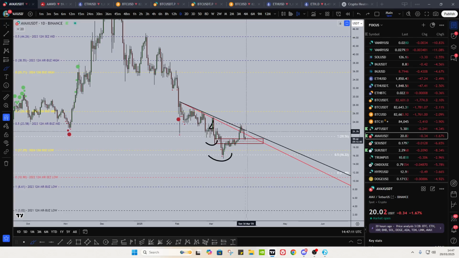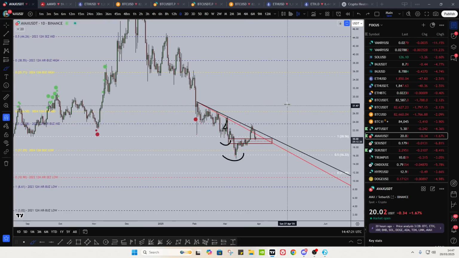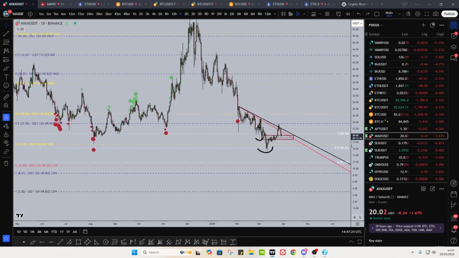So again, if you're getting quarterly closes, daily closes above this level, weekly closes, and so on and so forth, then you just size up. If you're in from the lows with me, you just size up. I'm looking to size up. I've not sized up anything yet. So that is AVAX.